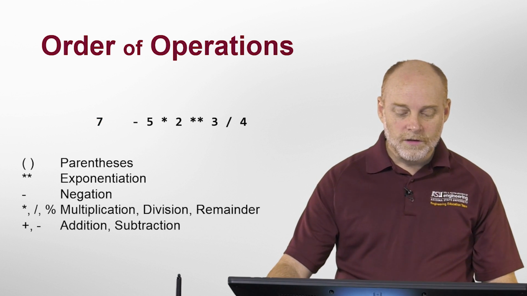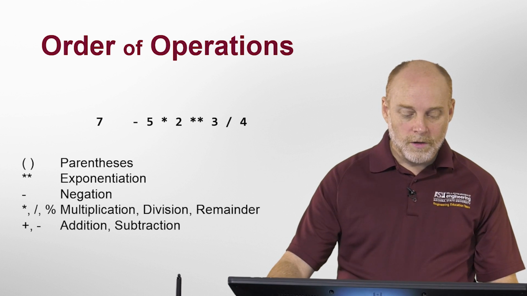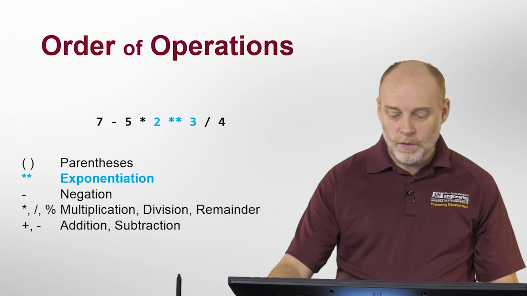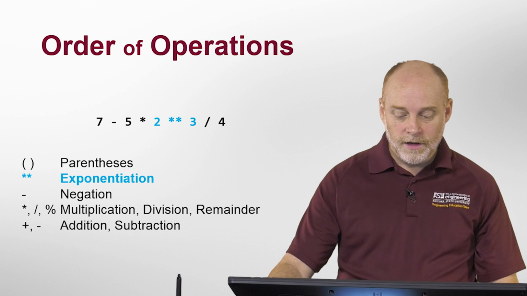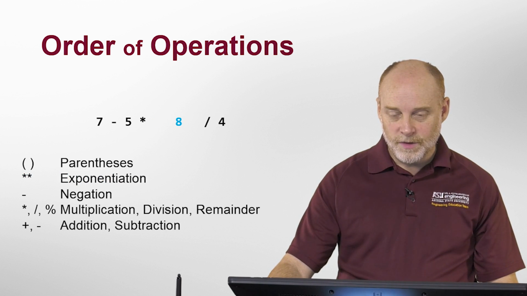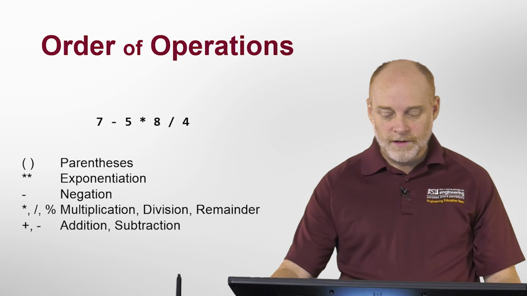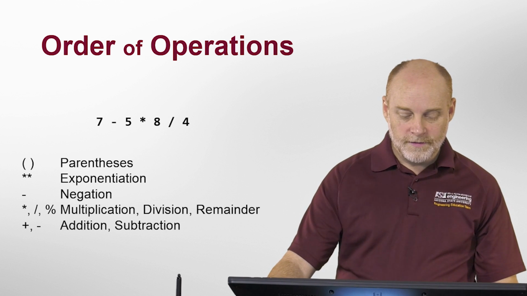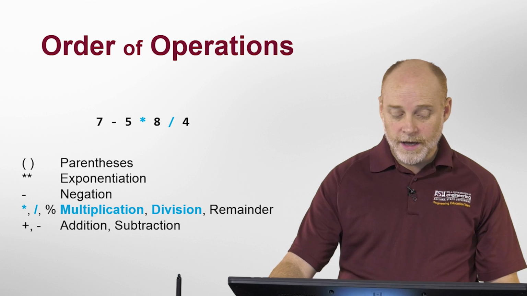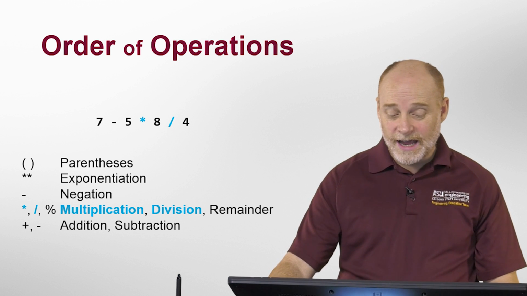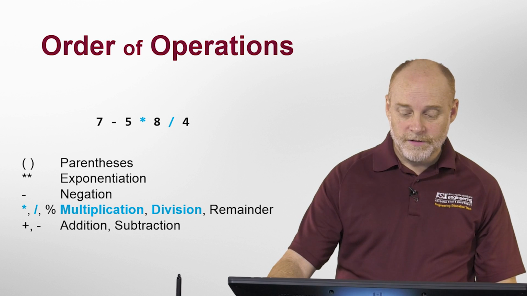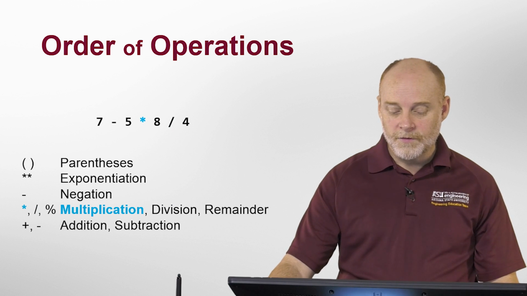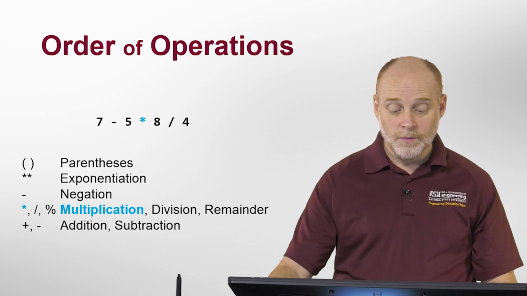And then we can start that process again. We don't have any parentheses, but we do have exponentiation. We have 2 to the third power here. And so we can evaluate that sub-expression, and that's 8. We simplify this expression again, and then we walk down the order of precedence. We find out that we have a multiplication and a division operator in this expression. They have equal precedence, so we simply work left to right. We'll do the 5 times 8 before we do the division by 4.